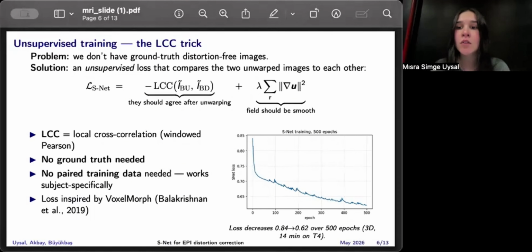Critically, this loss requires no ground truth and no paired training data. The network just needs the blip pair itself. In our case, we trained subject-specifically, meaning we trained one model per scan, effectively overfitting the network to a single pair. The plot on the right shows our actual training loss for the 3D variant, a smooth monotonic decrease from 0.84 to 0.62 over 500 epochs, taking about 14 minutes on a Tesla T4 GPU.